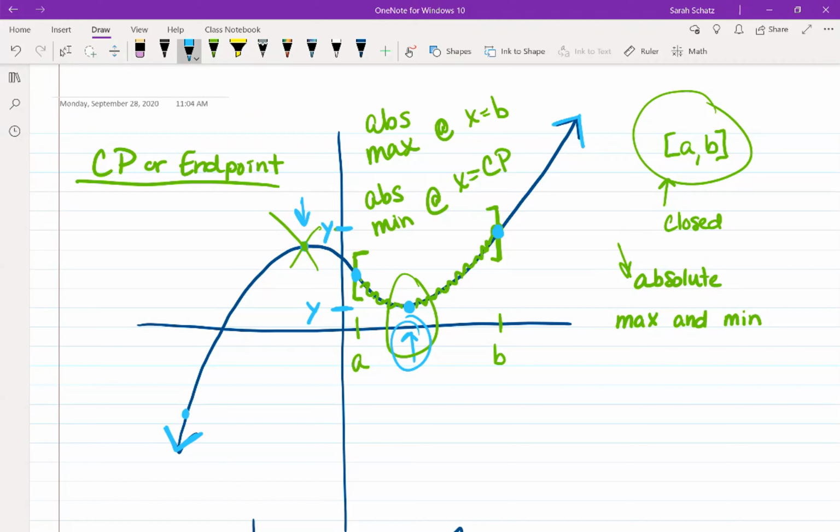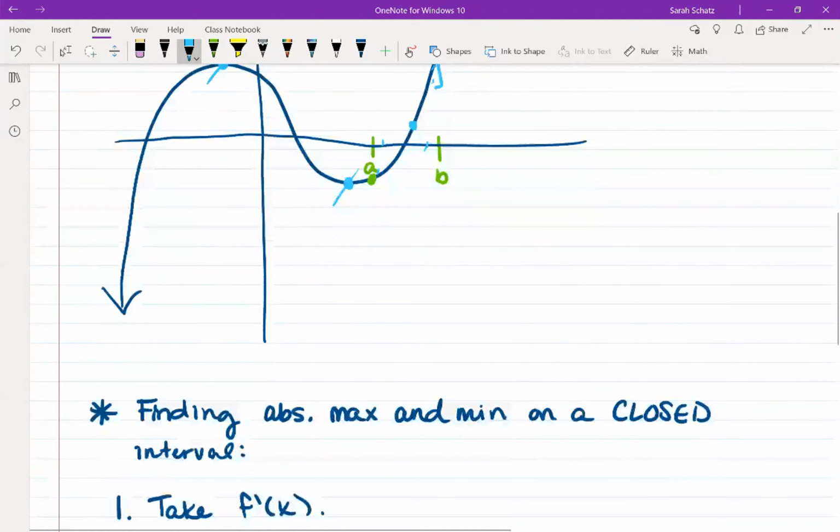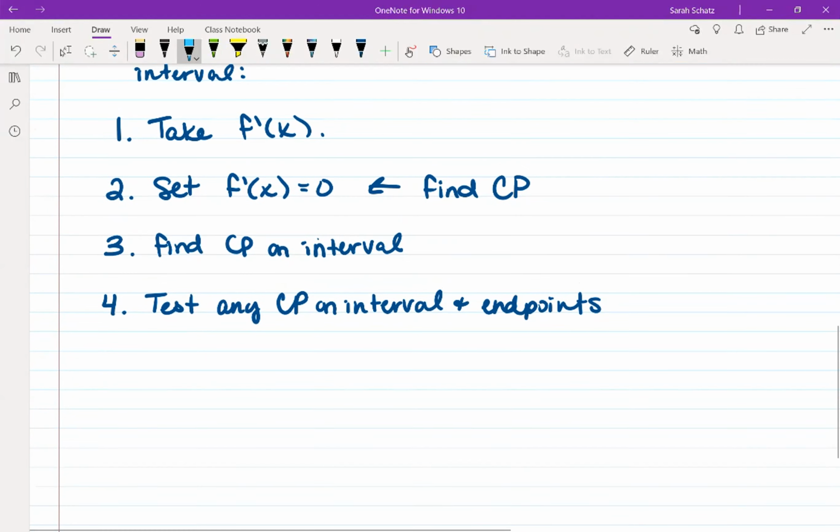You guys, I don't care if the graph is moving down or moving up at that point, which means I don't care if the derivative is positive or negative. All I care about is what the actual function equals at each of these points. So where am I going to test these? I am going to test them in the original function. I'm just going to find their y values.